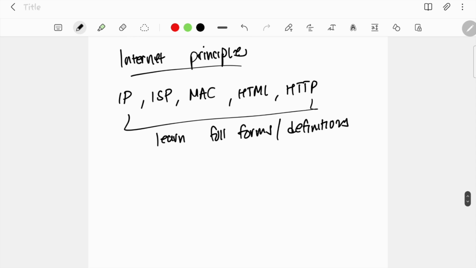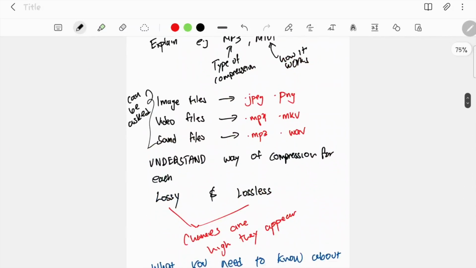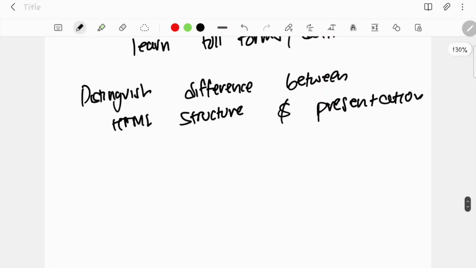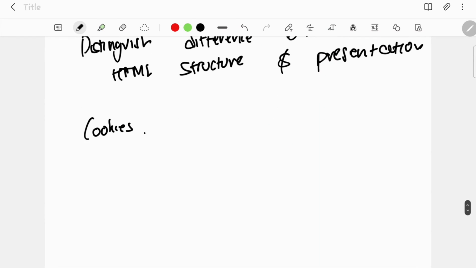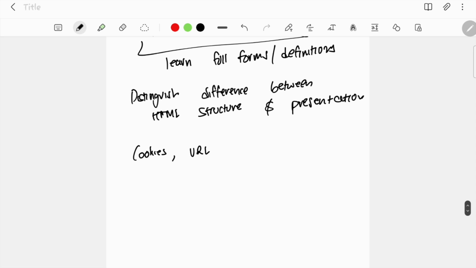Okay, next thing you need to know: distinguish the difference between HTML structure and presentation. So you need to know the definition. You also need to know the differences between these two. It usually always comes. So I want you to go over that type of stuff. Talk about cookies. You know what cookies are. Talk about URL. They could come and stuff like that. So those are the stuff that will most likely come.